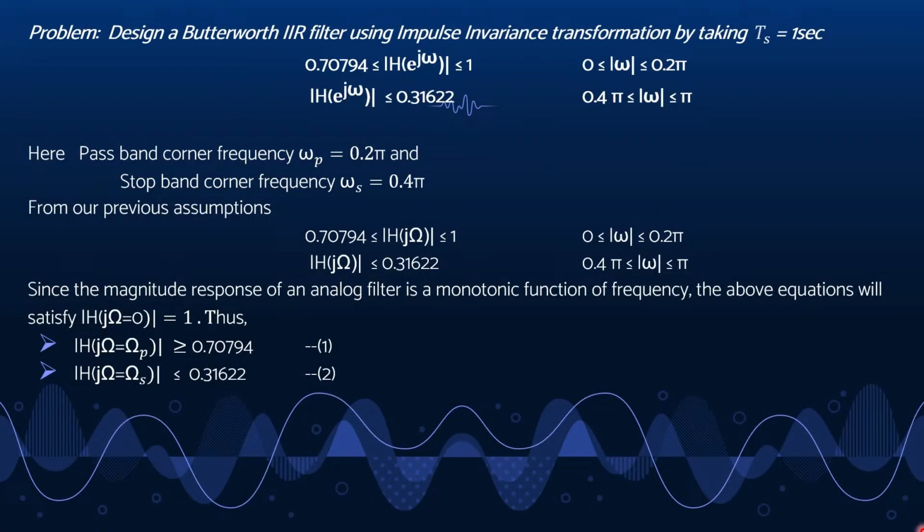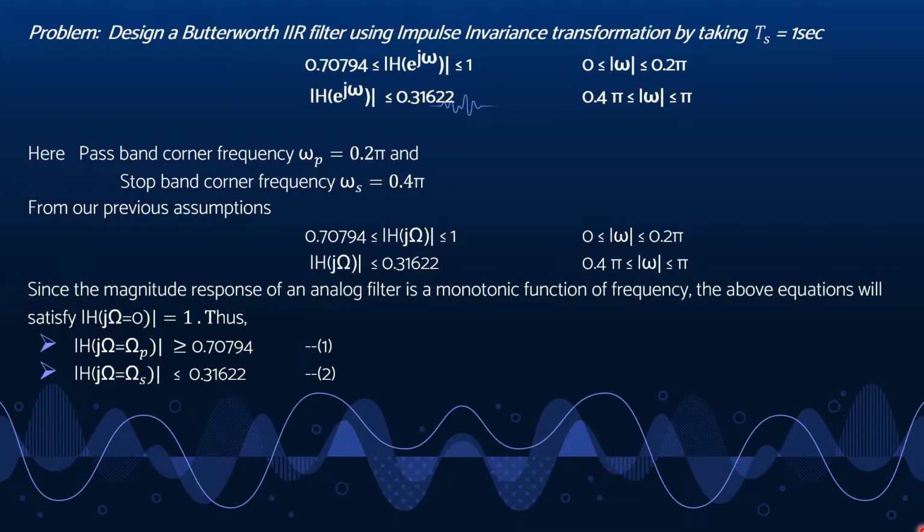Let us consider a problem. Design a Butterworth IIR filter using impulse invariance method by taking sampling time interval as 1 second. Given are the digital specifications with passband edge frequency omega p is 0.2 pi and stop band edge frequency omega s is 0.4 pi. We need to convert the digital specifications into analog specifications as discussed earlier.